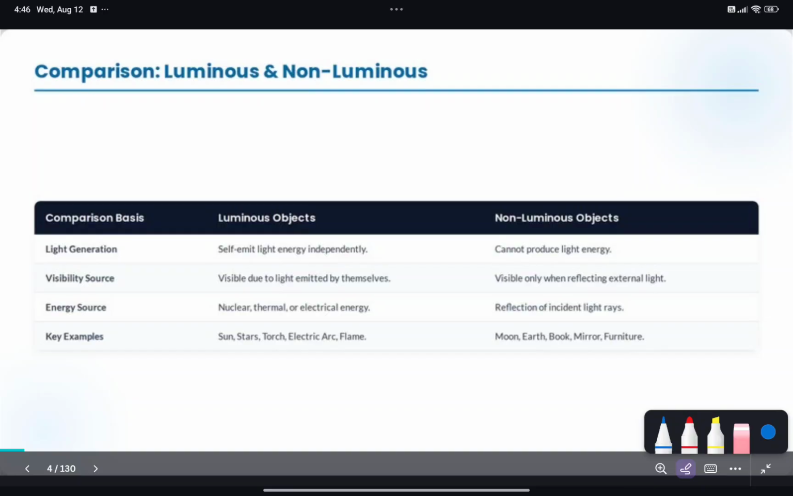Energy source. Maybe nuclear reaction, maybe thermal and electrical energy. Some reaction takes place in a body. Due to that reason, we are able to see those bodies, as well as those bodies emit the energy. But in the case of the non-luminous object, there is reflection of the incident light rays only. Key examples: sun, stars, torch, electric arc, and flame. In the case of non-luminous objects: moon, earth, book, mirror, furniture.